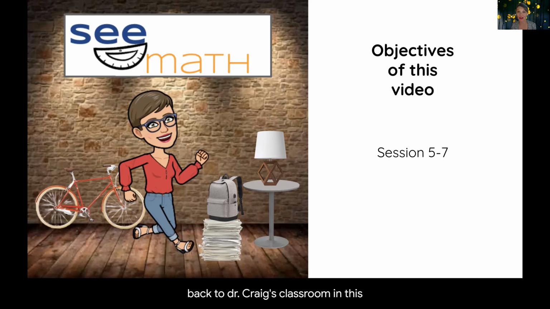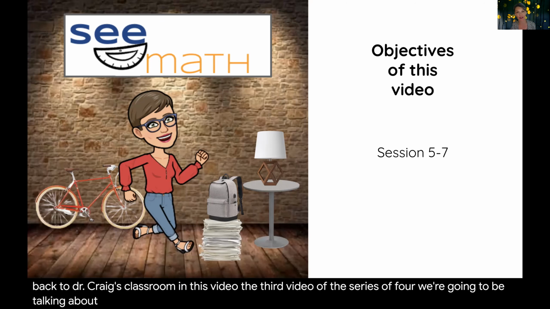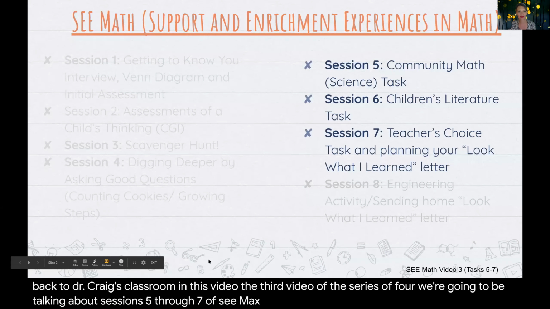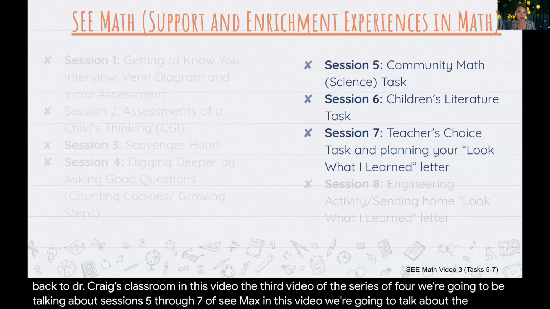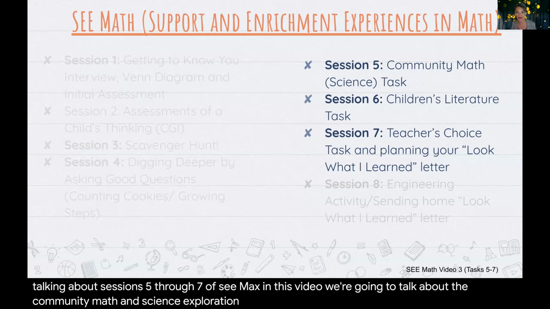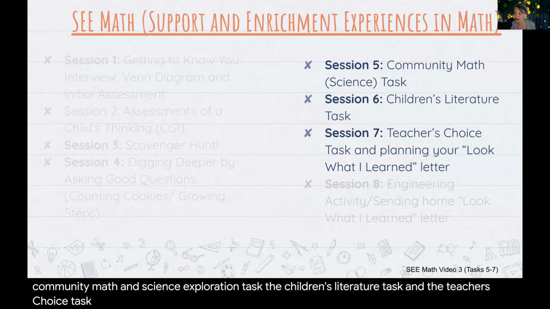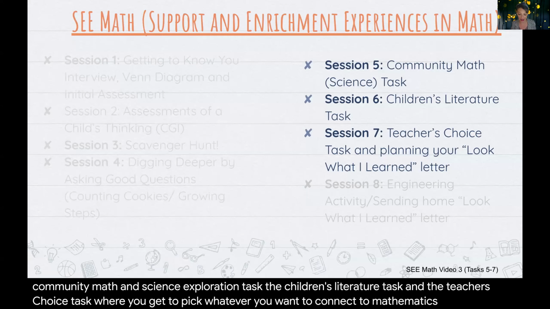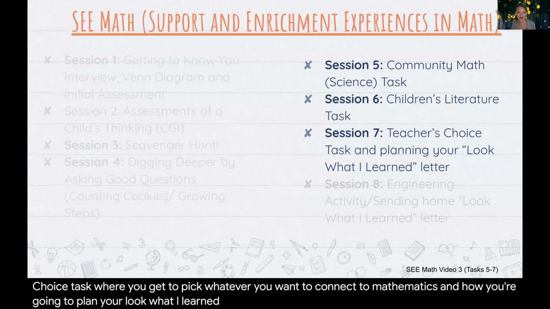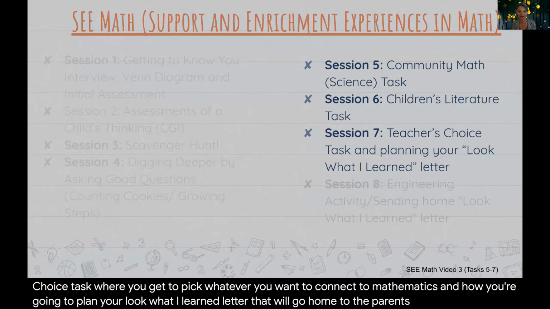In this video, the third video of the series of 4, we're going to be talking about sessions 5 through 7 of CMath. We're going to talk about the community math and science exploration task, the children's literature task, and the teacher's choice task, where you get to pick whatever you want to connect to mathematics, and how you're going to plan your Look What I Learned letter that will go home to the parents.